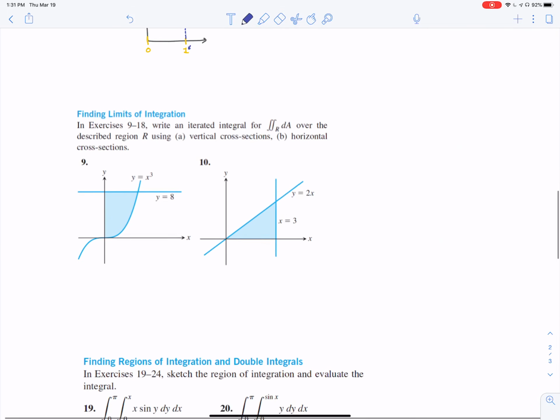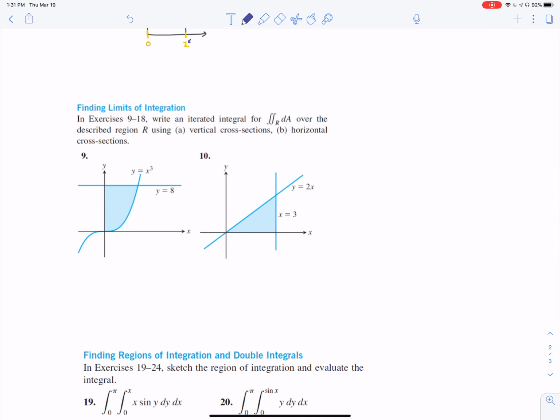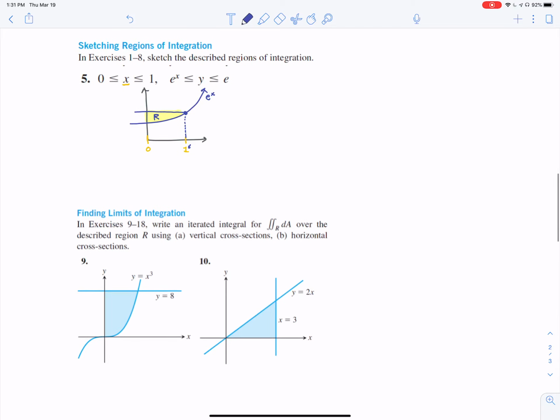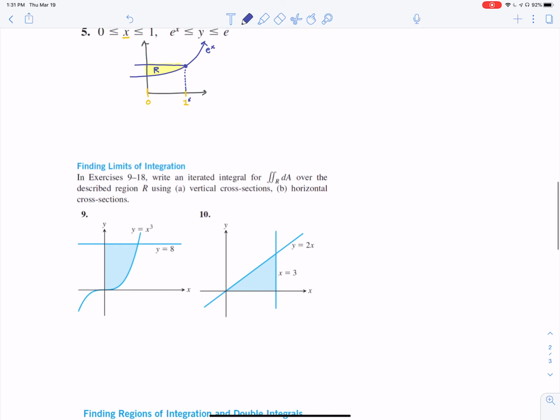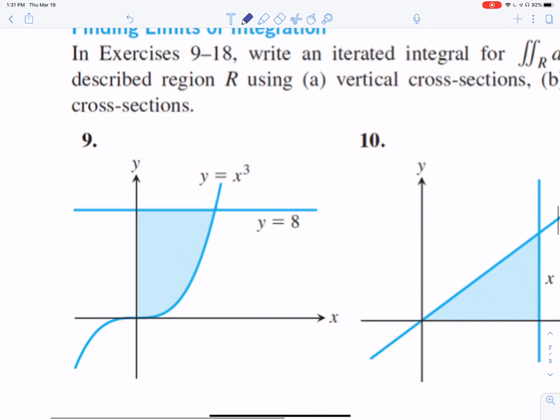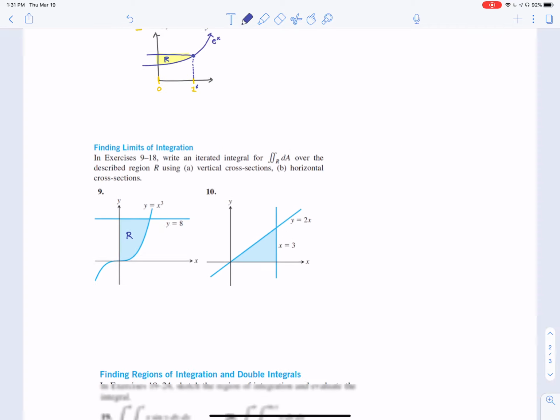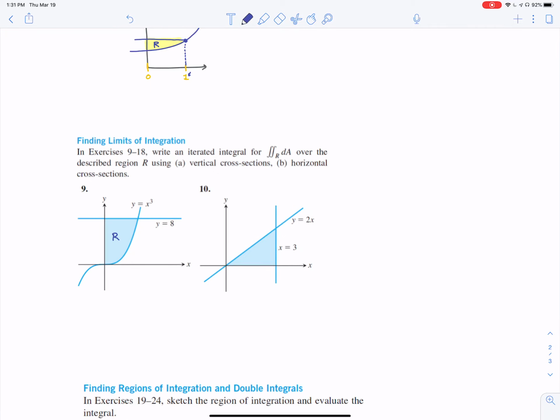Okay, so now we're going to look at doing the other way around. So now, instead of being given limits of integration and drawing the region, we're given a sketch of R. Here's our region of integration. And now reverse engineer what the bounds must have been in order to produce a region that looks like this.